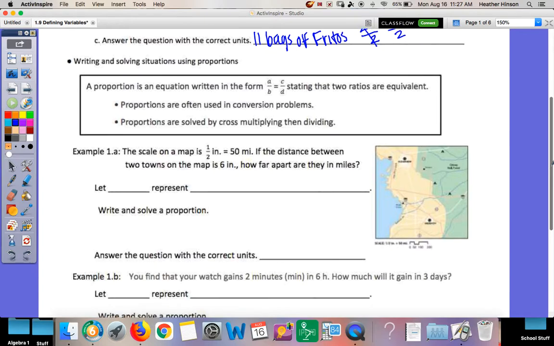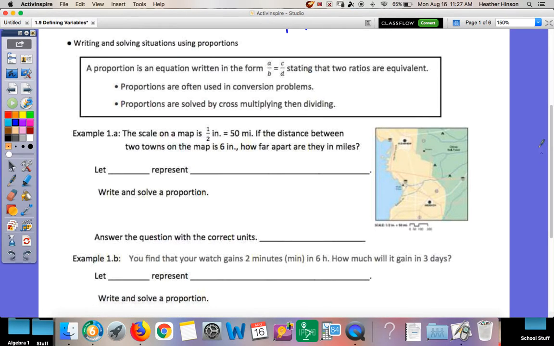Okay, so we're going to do a very similar thing like that, but we're going to do it with proportions today. Proportions are just an equation that has 2 fractions or 2 ratios on either side. We use these in conversion problems a lot, and we can solve them by cross multiplying. Y'all call it butterfly method sometimes. That's all we're doing here. So we're going to cross multiply and we're going to divide like we did back in lesson 5.